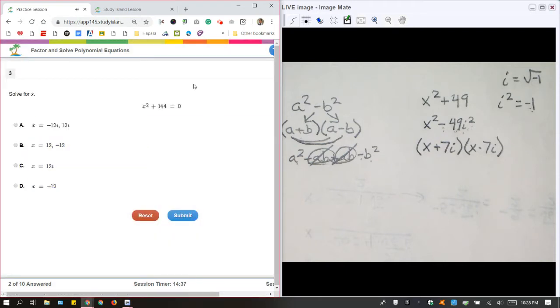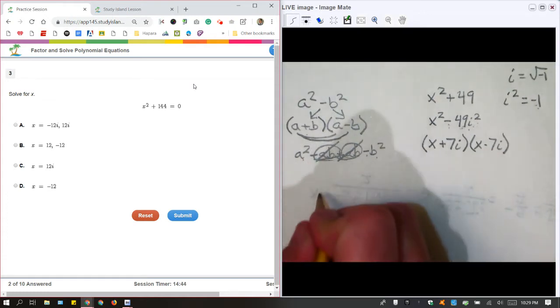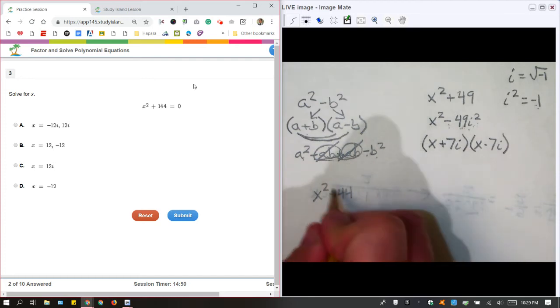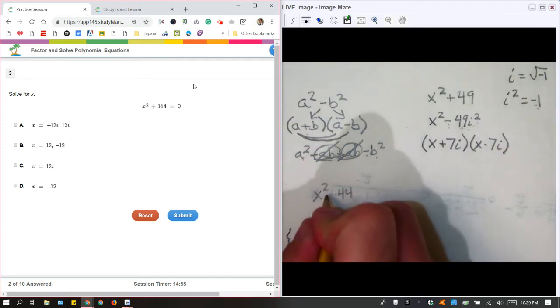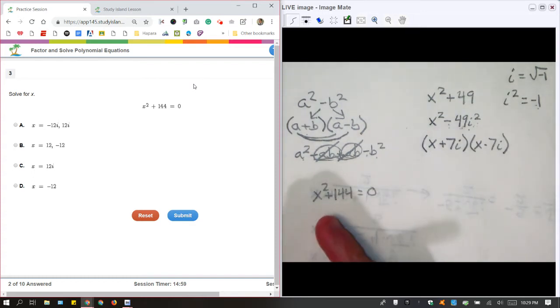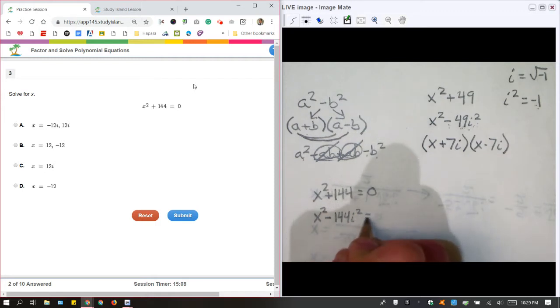Okay, here's another one. x squared plus 144 equals 0. This is basically the exact same thing we just did. We're taking the sum of two squares, and we're going to turn it into the difference of two squares. So x squared plus 144 equals 0. I can factor that into, well, let me turn it into this first. x squared minus 144 times i squared equals 0.